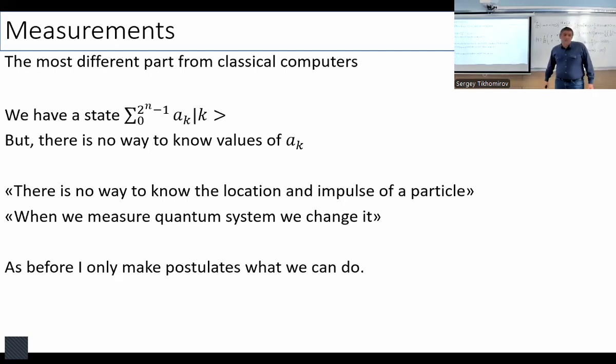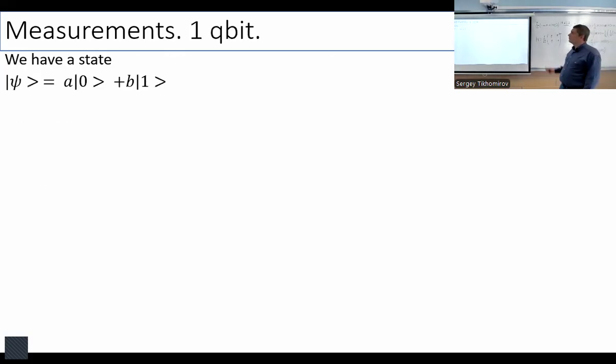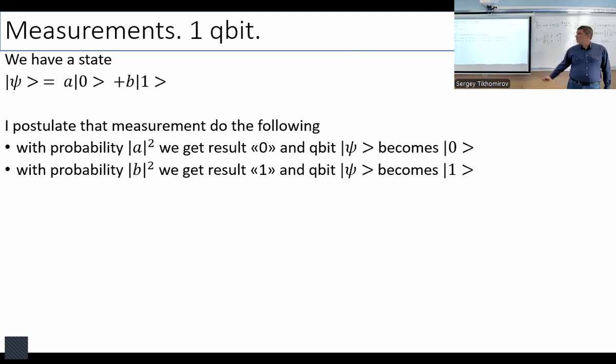But as before, here I would not even refer to ideas like the Schrödinger equation. I would just postulate certain behavior, and this would be the last element of the model. As usual, let us start with one qubit. So I think that we have a qubit which is in such a state. Now I postulate what it means to make its measurement, and it is the following.